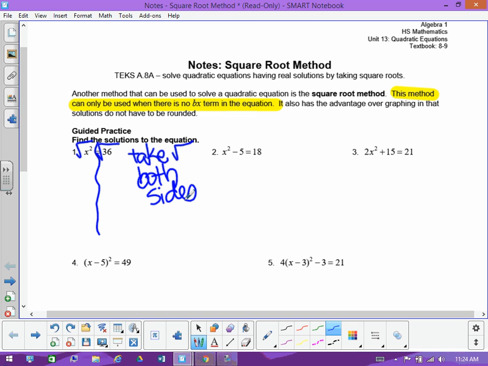Just like I said, squared is the opposite of square root. They're inverses. So, if I take this, it cancels out everything but the x. What's the square root of 36? 6. Plus or minus 6. We've got to have both. Because 6 times 6 is 36. Negative 6 times negative 6 is 36. So, there's your answer.